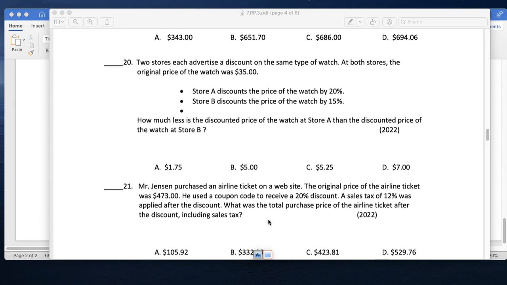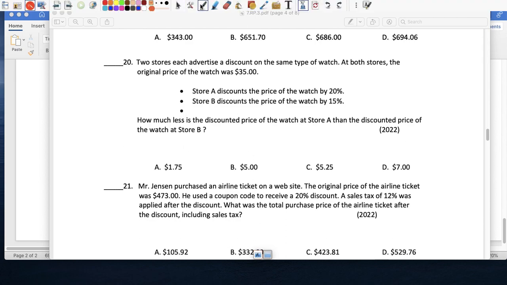Two stores. The original price 35. One has a discount of 20. The other one has a discount of 15. So this one, not too big of a deal. So 35 for store A. If you have a discount 20, you're paying for 80%. So 35 times 0.8, that gives us 28.